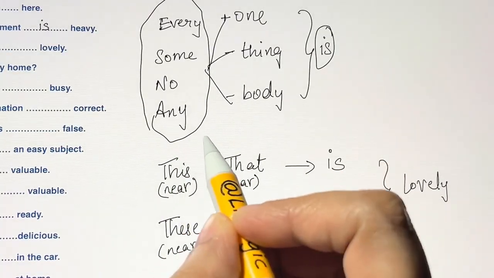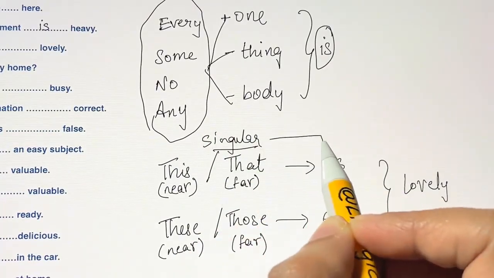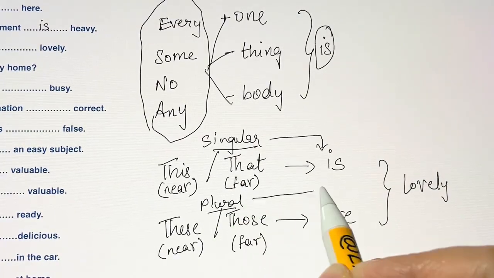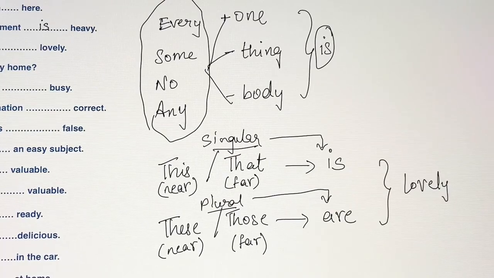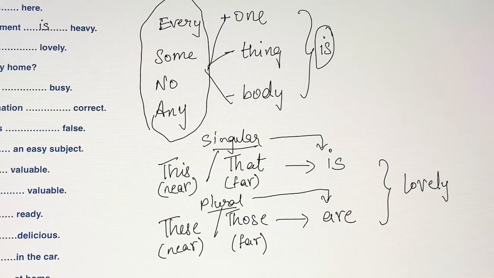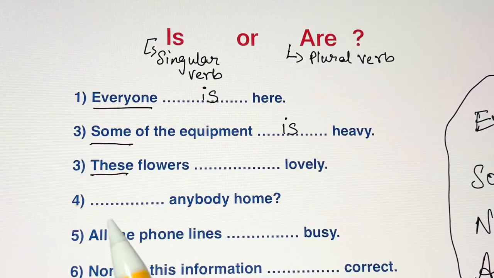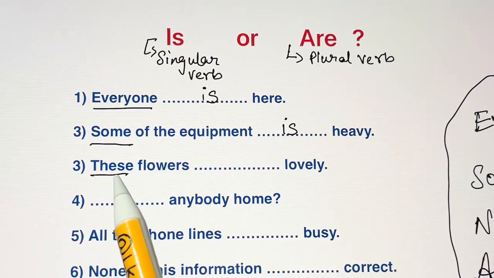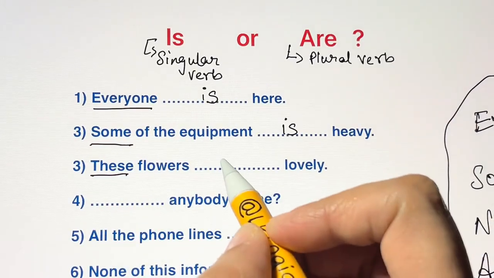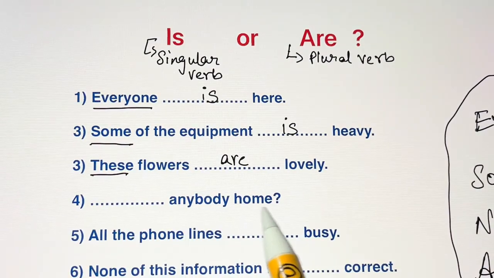These are the singular subjects which take the singular verb, and these are the plural subjects which take the plural verb. Alright, so whenever you find this or that, use is. These or those, use are. So here we have these flowers blank lovely. So these means flowers are kept near. These flowers, and it's a plural subject, so we use are. These flowers are lovely.